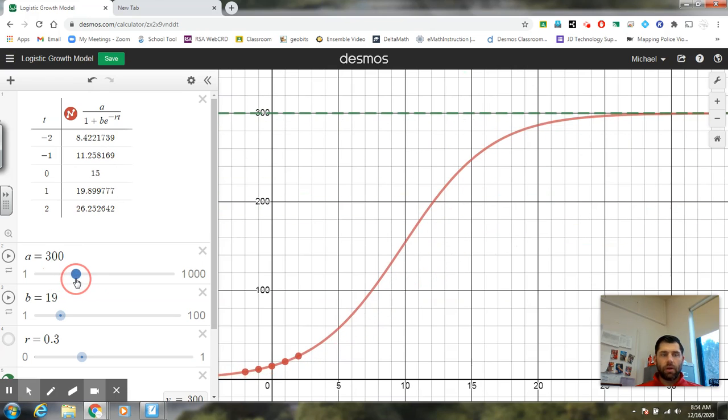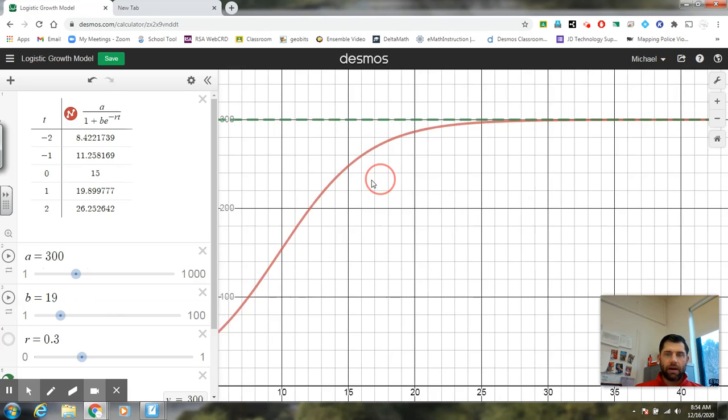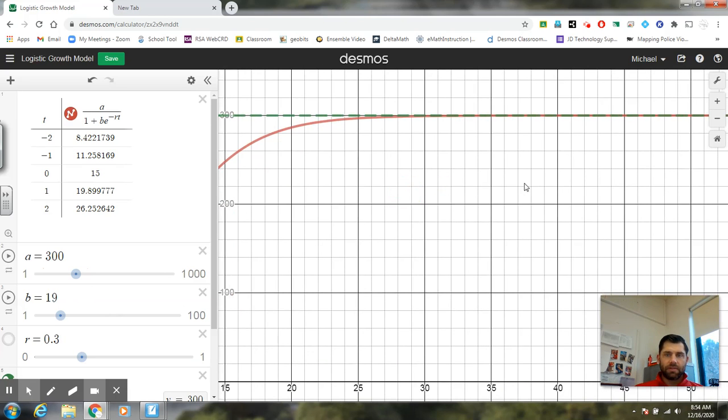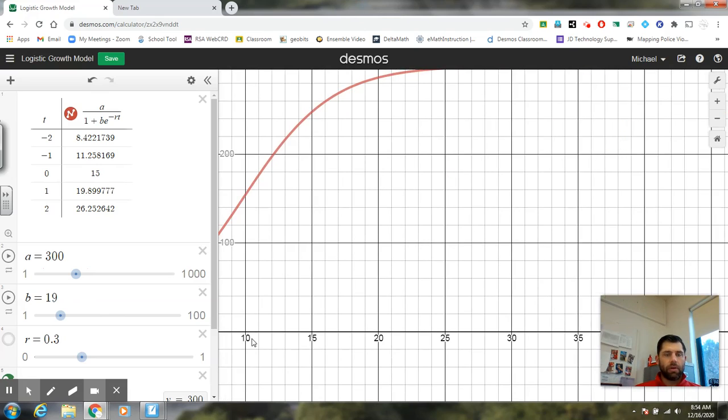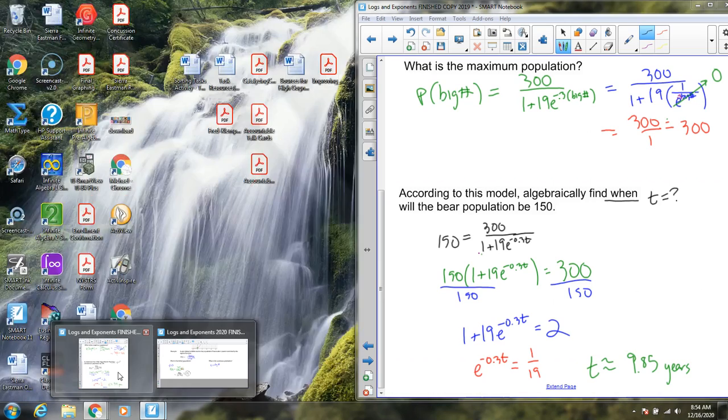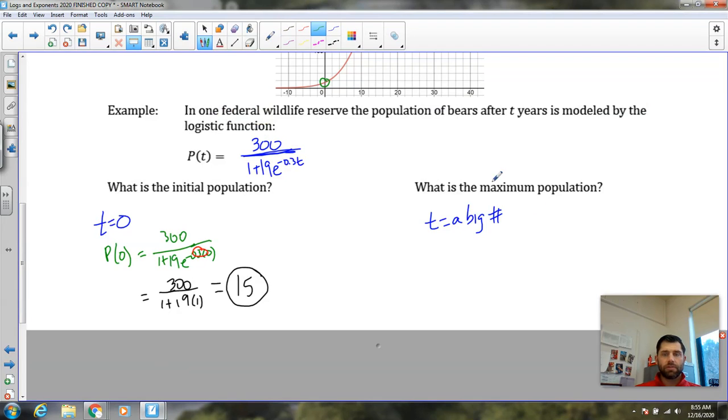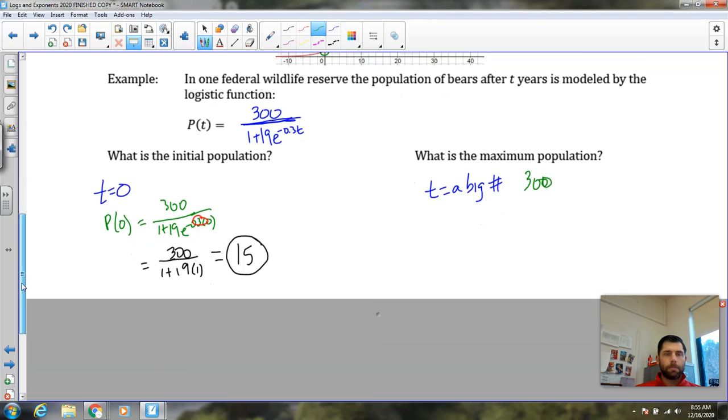So you can see where we were at 300. As this time gets bigger and bigger and bigger, if I scroll to the right of my graph here, it's plateaued. It levels out at 300. So my maximum bear population is 300. And here's why. This is a very kind of a calculus-y idea, and we're going to talk about this towards the end of the year.